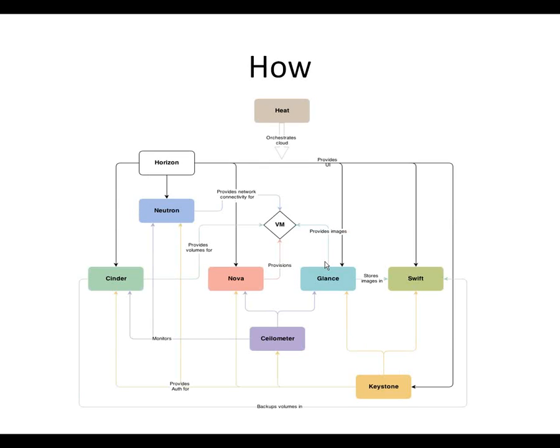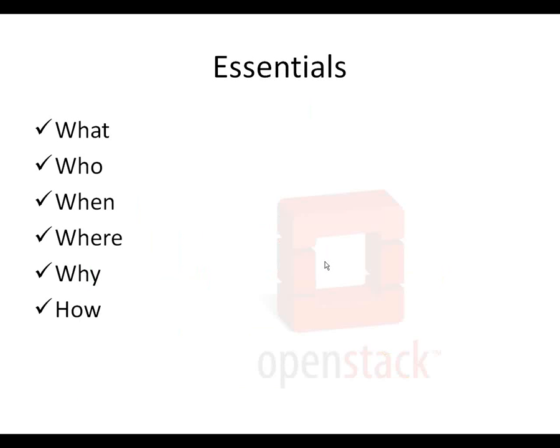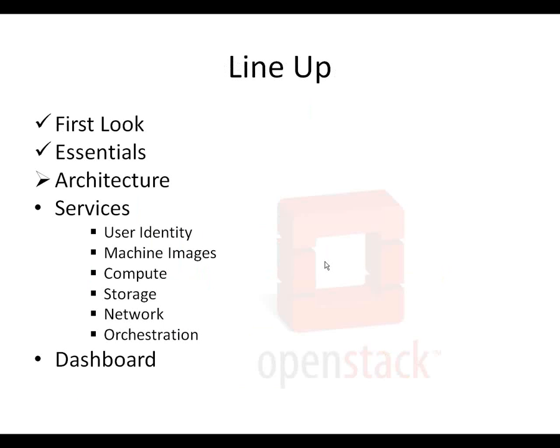So how am I going to use OpenStack? That is a big question. The components of OpenStack like Heat, Neutron, Cinder, Nova, Glance, Swift, Ceilometer and Keystone are the major components, and these will be discussed in the following slides. So we end up with essentials, and the next lineup is architecture.